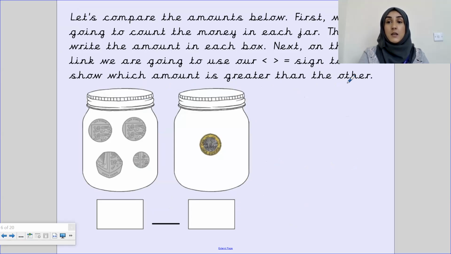Okay, let's compare, which means we're just going to look at both sides and see which one has more and which one has less. Let's compare the amounts below. First, we are going to count the money in each jar. Then we are going to write the amount in each box underneath, which is this box and this box. Next, on the link, we are going to, I think that means on our next page. Hang on.